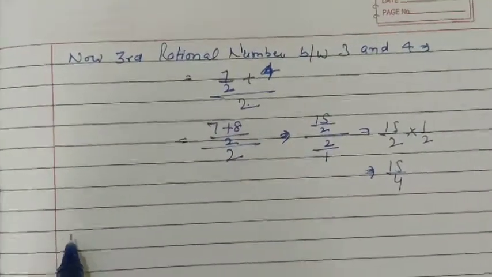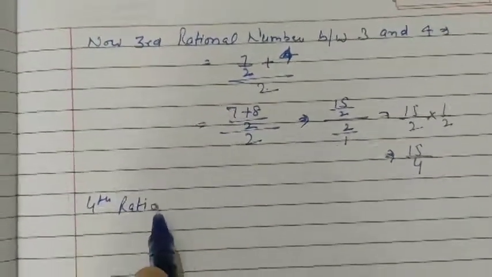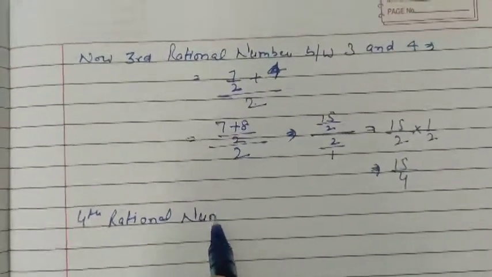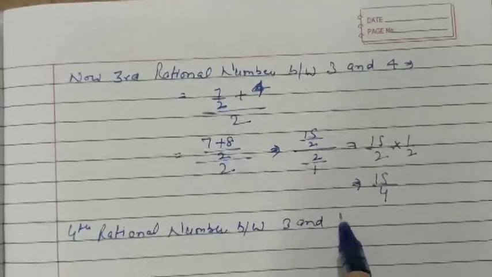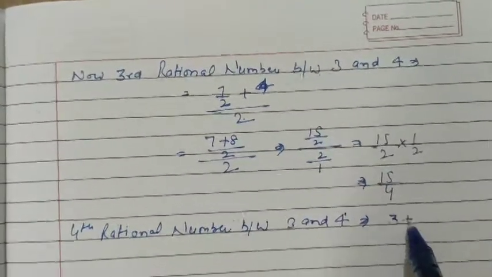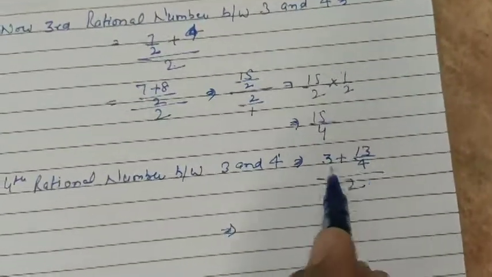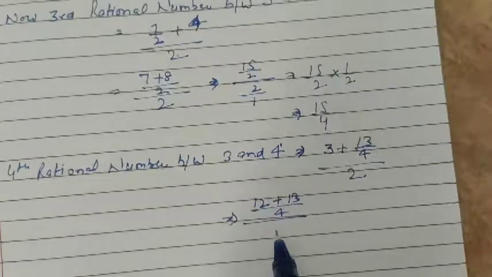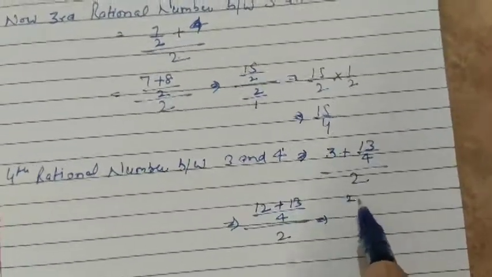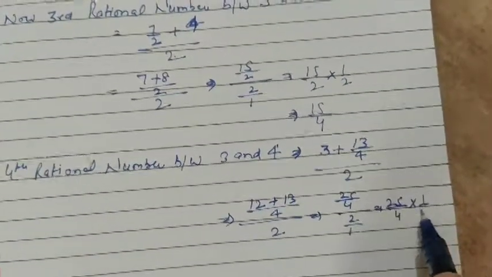We have many options. So we can write the next number, or we can say the fourth rational number between 3 and 4 will be 3 plus 13 by 4 upon 2. So 4 3 is 12 plus 13 upon 4 in the numerator, and the denominator will be the same. So this can be written as 25 upon 4 upon 2 upon 1. So this will be 25 upon 4 into 1 upon 2.